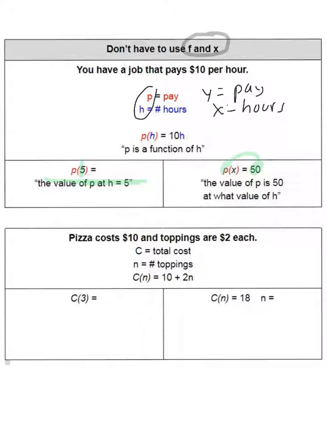So in this case, with the C of 3, they're giving you the number of toppings. And then you write the expression, but instead of n, we're writing 3. And then you multiply and add, and you get 16.